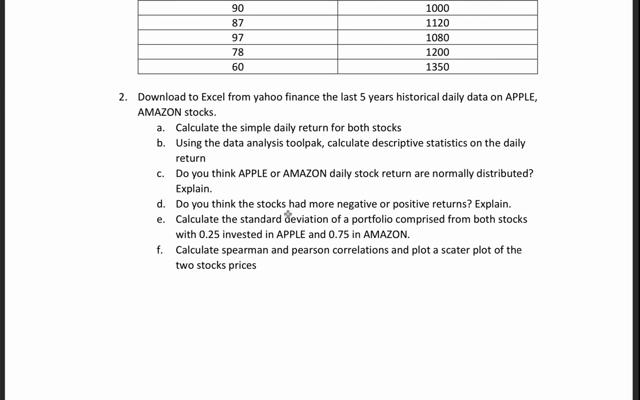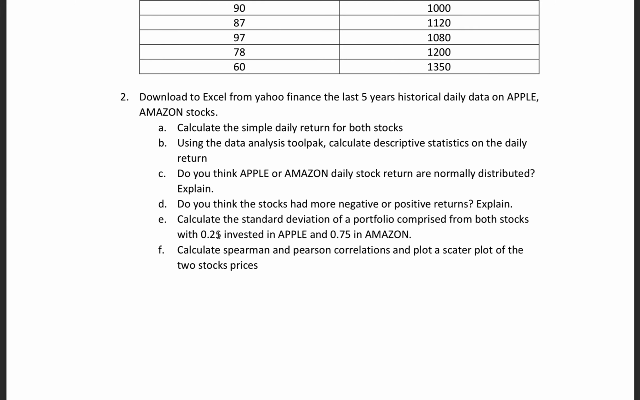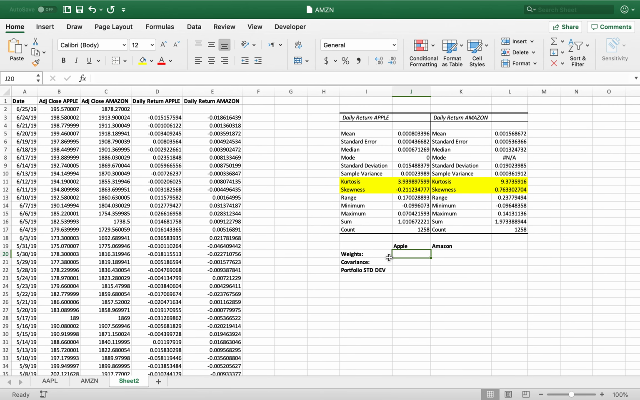So first of all, the weights. We said Apple is going to be 25% and Amazon's going to be 75%. So 0.25 for Apple, 0.75 for Amazon.